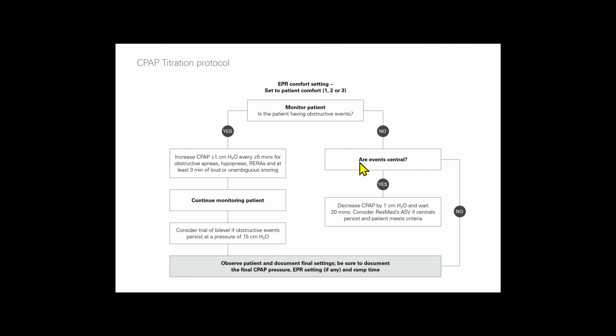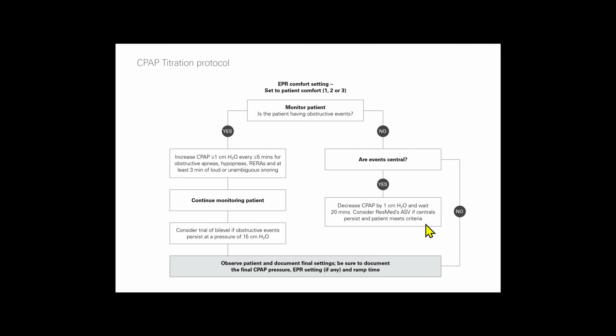What if we're having central apneas though? Decrease the CPAP by 1 centimeter, or even less. It doesn't have to be a centimeter. You can increment it, but these are the guidelines. And wait 20 minutes. And once again, instead of 20 minutes, you're just going to have to wait a night and then look at your data again. Hopefully in OSCAR, which I have videos on, of course. And then consider ResMed's adaptive servo ventilation machine, which is a fancy, sophisticated PAP machine, if central apneas continue.